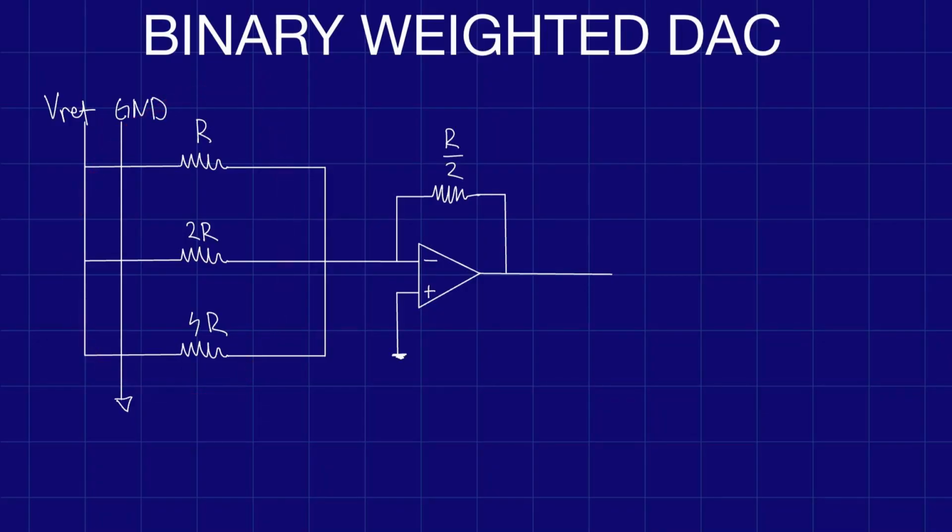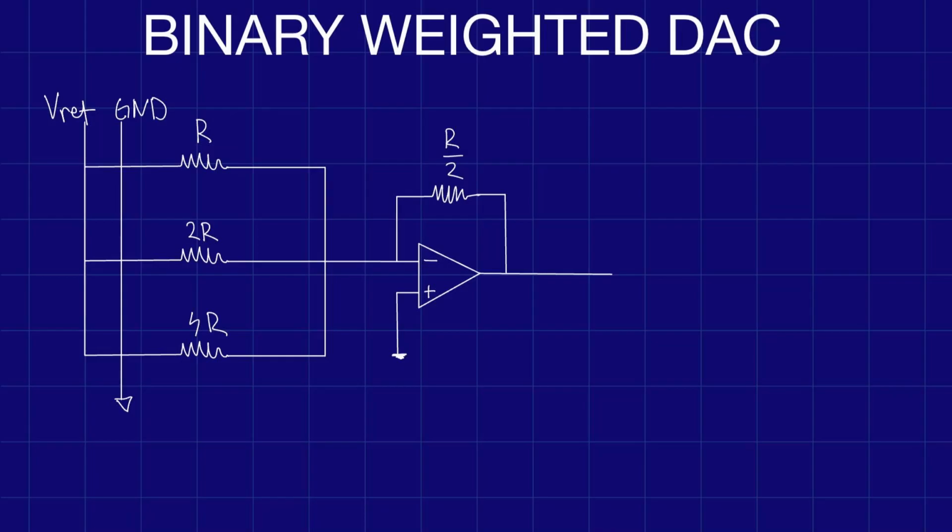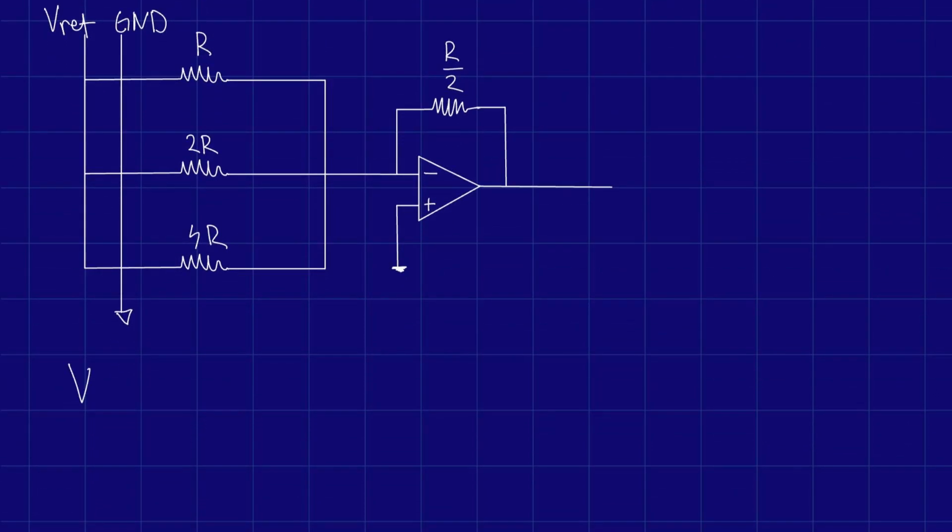Now we need to write this operation in a formula, how the conversion works, and in particular what we will get in the output. And we are lucky because this whole circuit is basically an inverting summing amplifier. So we can directly have a formula for this circuit, which would be minus RF, the feedback resistor, multiplied by Vref divided by R, since there's just one resistor on top, plus Vref divided by 2R, which is the value of the second resistor, plus Vref divided by 4R.